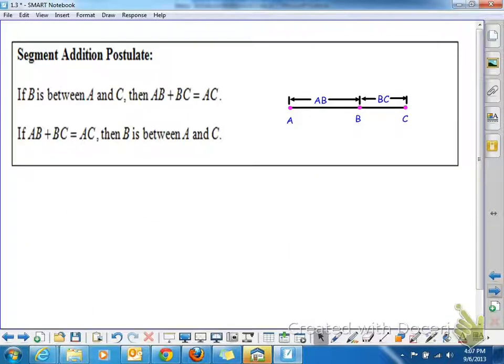The next postulate we're going to learn about is the segment addition postulate. If you have two pieces, you can put them together to get a bigger piece. And it's not only just for two, you could add several segments together, but this rule uses just two. If B is between A and C, then segment AB plus segment BC will give you the whole segment AC.